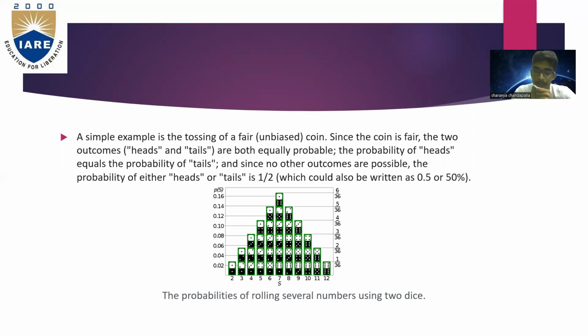Now we are taking the probability of heads. The number of ways of getting a head when tossing one coin is 1. So the probability of head is the number of favorable outcomes by the total number of outcomes, that is 1 by 2. And the remaining outcome, tail, will also have the same probability, that is 1 by 2. So this is an example of tossing one coin.